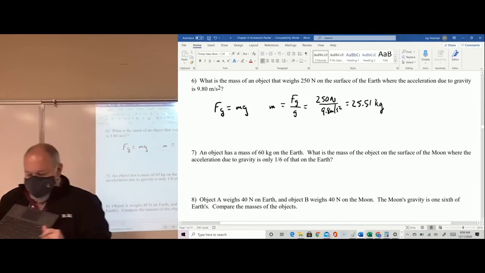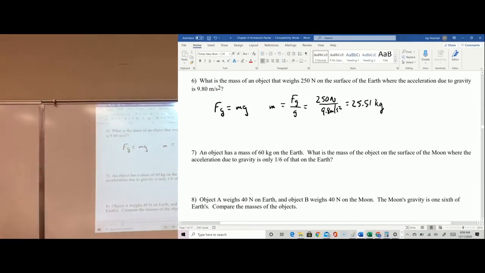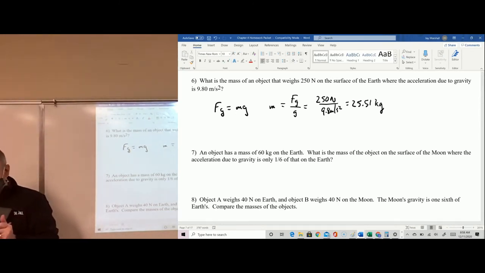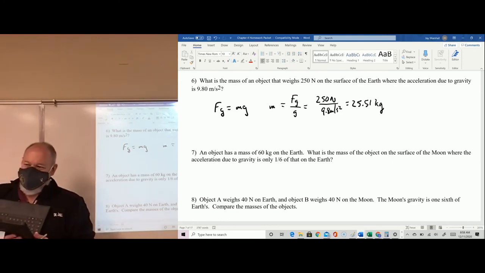Okay. So what's the trick for the question in 7? An object has a mass of 60 kilograms on Earth. What is the mass of the object on the surface of the moon where the acceleration due to gravity is only 1/6 that of the Earth? Yeah, go ahead, Beckham. I divide gravity by 6. Okay, but that's wrong.